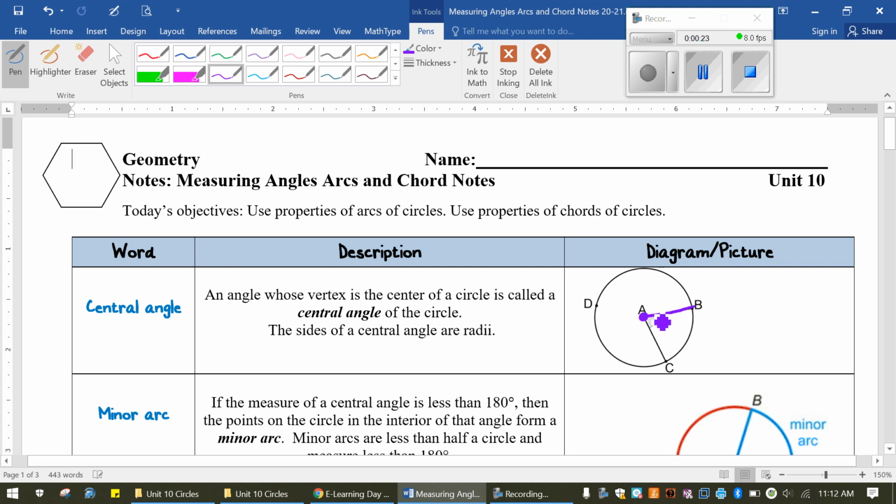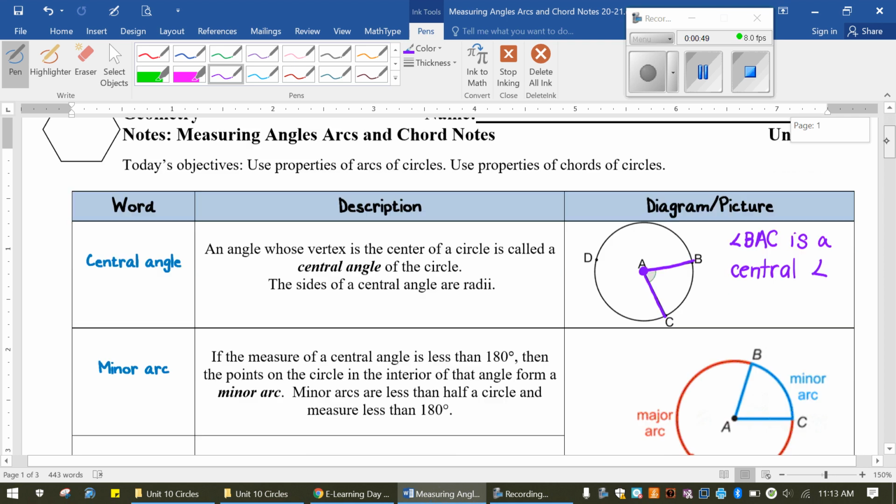A radius, BA, is one of the sides of the angle, and another radius, AC, is another side of the angle. So we're going to write here that angle BAC is a central angle, named because the vertex of the angle is the center of a circle.